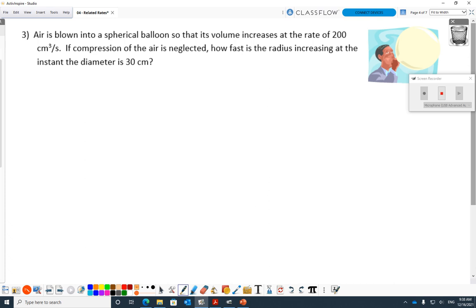200 centimeters cubed per second. So what is that? Big moment in this lesson. If you can look at that and know what that is in Leibniz notation, oh, you are home free. Let me read it again. Air is blown into a spherical balloon so that the volume increases at a rate of 200 centimeters cubed per second. It's screaming at you at what it is.